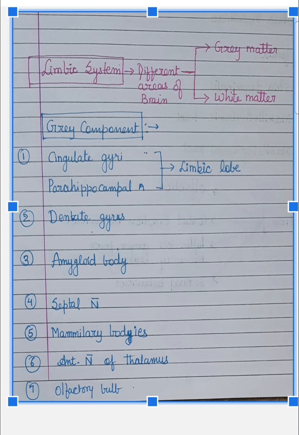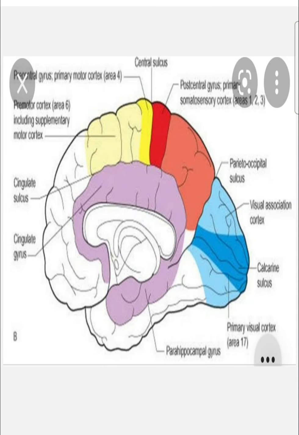First of all, the gray matter components. Gray matter components are the cingulate gyrus and the parahippocampal area. In this picture you can see a sagittal section of the brain, and in it you can see a C-shaped purple structure. The upper part of this is known as the cingulate gyrus, while the lower portion is known as the parahippocampal gyrus, and they are combinedly known as the limbic loop.